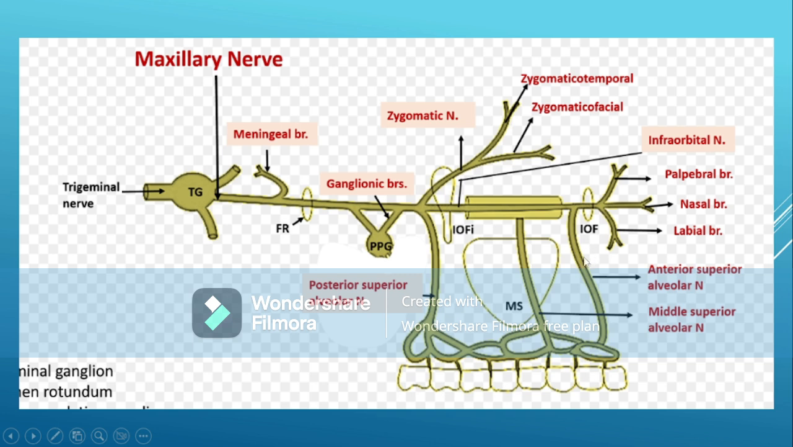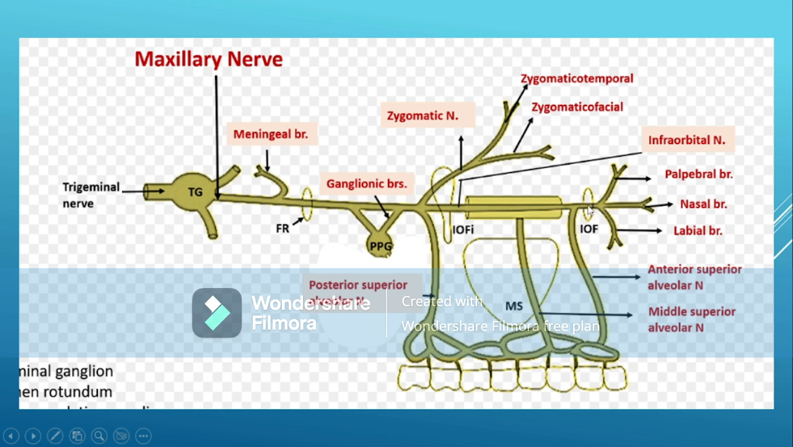To remember, you can remember this as anterior, middle, and posterior. This is very simple. We have to understand the name and then go according to the anatomy. This is the anterior region, so this nerve will be called the anterior superior alveolar. Then this is the middle part, so this is called the middle superior alveolar, and this is the posterior part, so this is called the posterior superior alveolar.